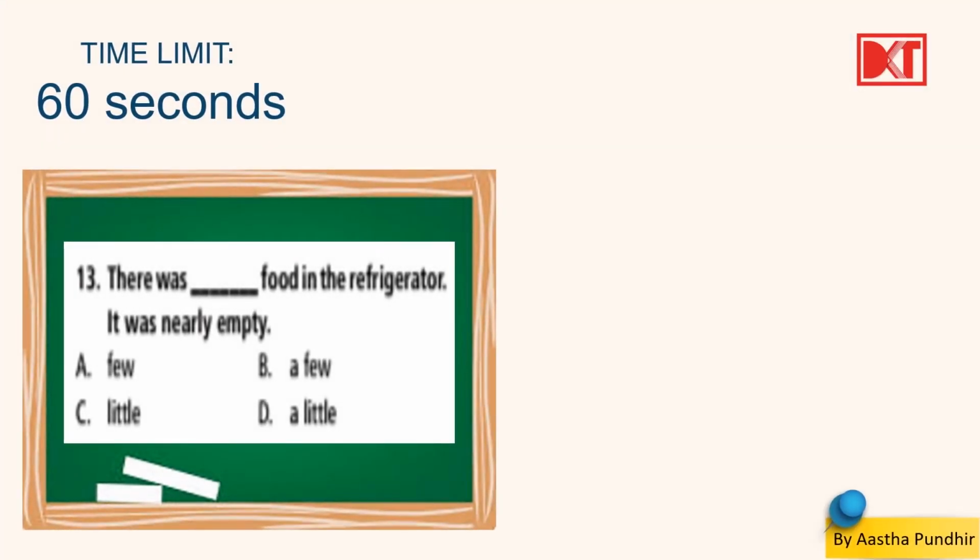There was dash food in the refrigerator. It was nearly empty. There was few food, a few food, little food, or a little food. Correct answer is there was little food in the refrigerator. It was nearly empty. C again.